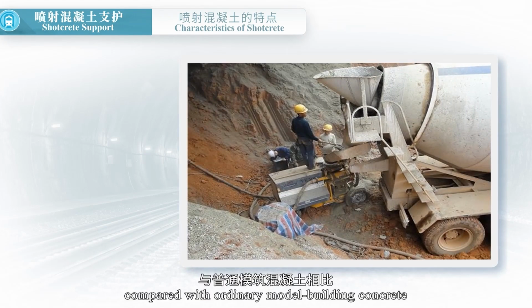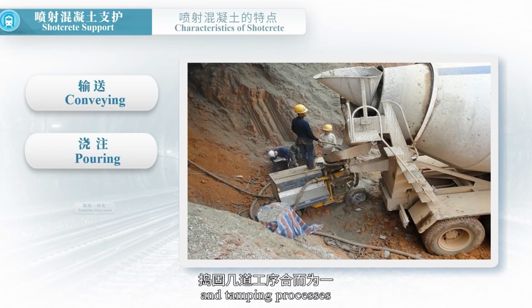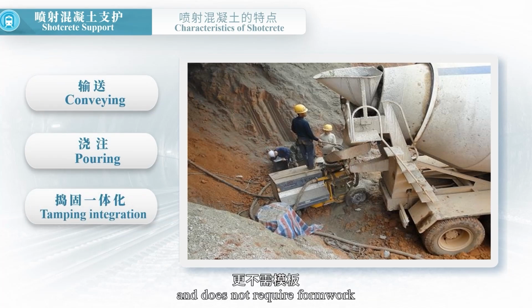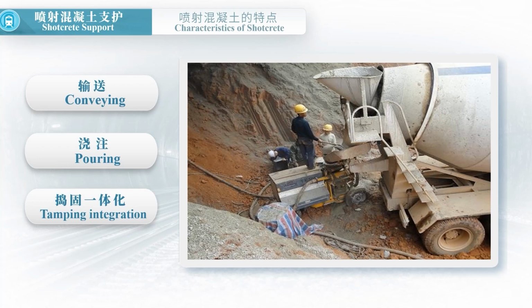Secondly, compared with ordinary model building concrete, Shotcrete construction combines conveying, pouring, and tamping processes and does not require formwork, so the construction is rapid and convenient.